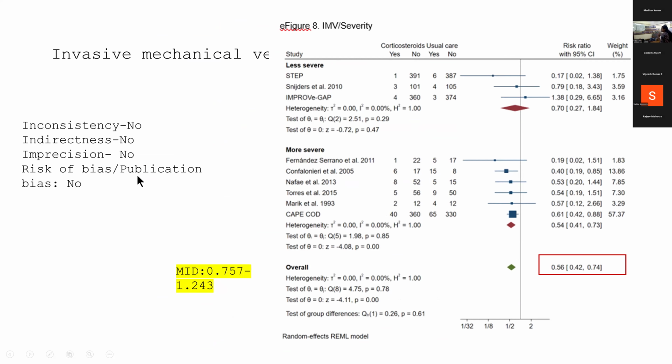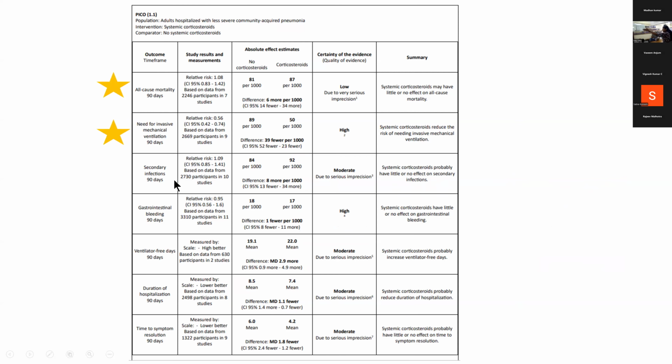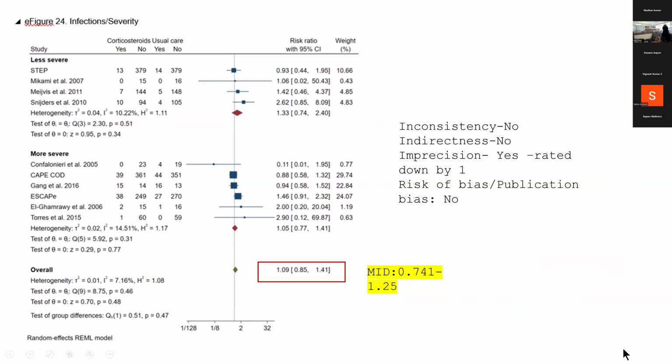The other thing is, what about imprecision? Your point estimate is 0.562 and the confidence interval is 0.42 to 0.74. Your MID is 0.75, so it is beyond your threshold. So I will not rate it down for imprecision. And there is no risk of bias or publication bias. So I would give this a high certainty of evidence. Similarly, the authors have also given this particular outcome a high certainty of evidence. So systemic corticosteroids reduce the risk of needing invasive mechanical ventilation. Okay, let's look at the adverse effects.